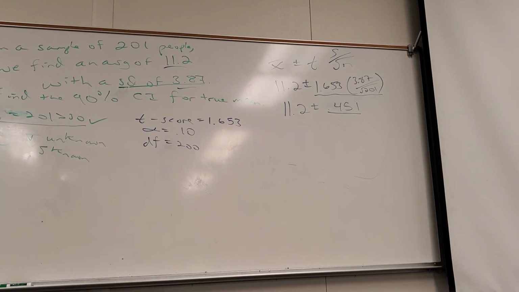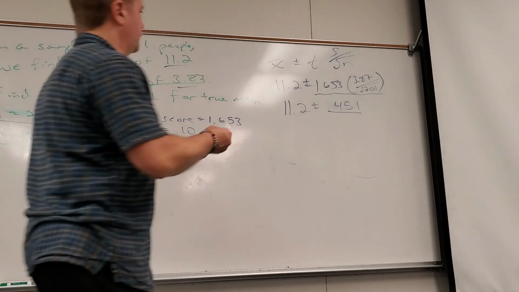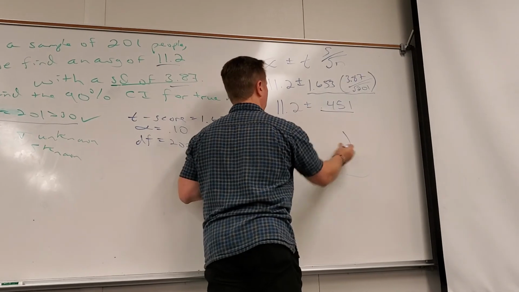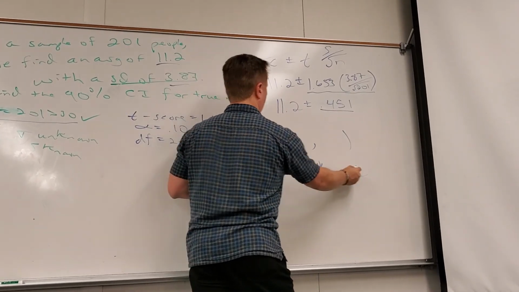Would you write out the confidence interval to complete that? Oh yeah, you have to subtract that. Okay, and that we are 90% confident, blah blah blah.